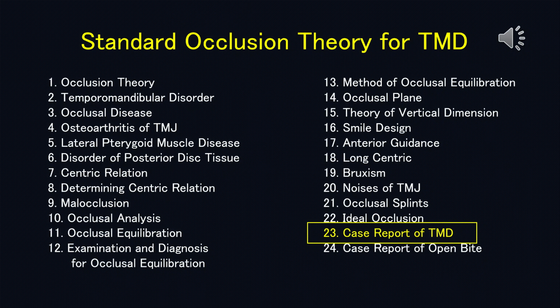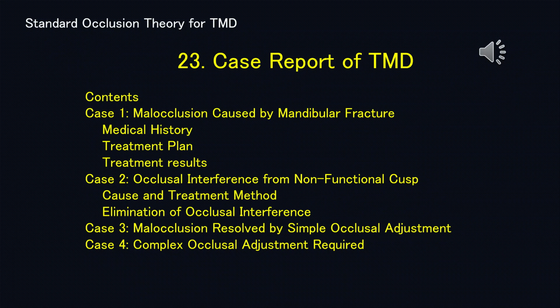Case Report of TMD. 23. Case Report of TMD. Contents. Case 1. Malocclusion caused by mandibular fracture. Medical history. Treatment plan. Treatment results. Case 2. Occlusal interference from non-functional cusp. Cause and treatment method. Elimination of occlusal interference. Case 3. Malocclusion resolved by simple occlusal adjustment. Case 4. Complex occlusal adjustment required.